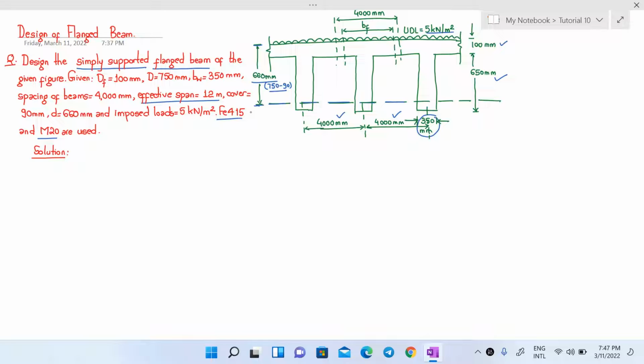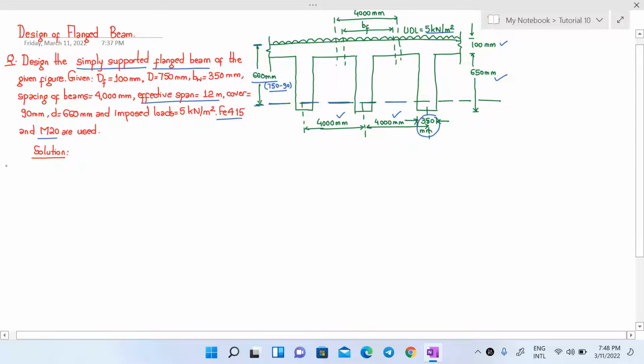But if our factored bending moment is greater than the limiting moment capacity of this beam, since we are not allowed to change the dimensions here because the dimensions of our beam are already given, we have to design for a doubly reinforced T-beam. So the first step in our problem will be the computation of factored bending moment. So let us say the step 1 will be computation of factored bending moment.